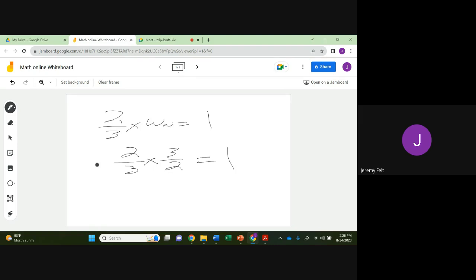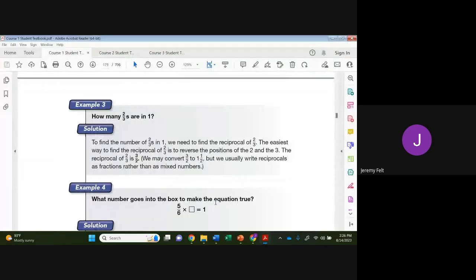So how many 2/3 are in 1? Well, that would be 3/2, or 3 over 2. So again, sounds kind of weird. There's 3/2 of 2/3 in 1. Very muddy and confusing the way they word it. But if we remember the reciprocal and phrase it the way I told you, 2/3 times what number equals 1? Well, 2/3 times its reciprocal, which is 3/2, equals 1.